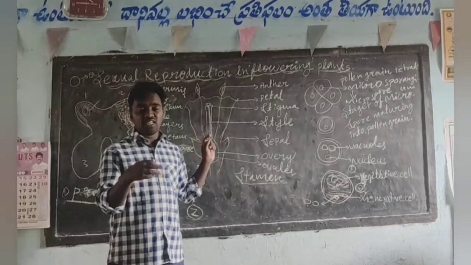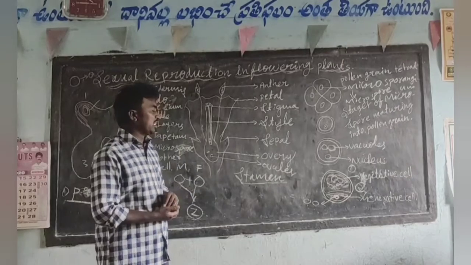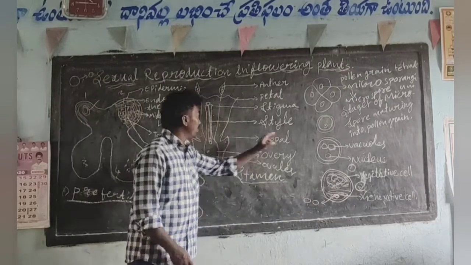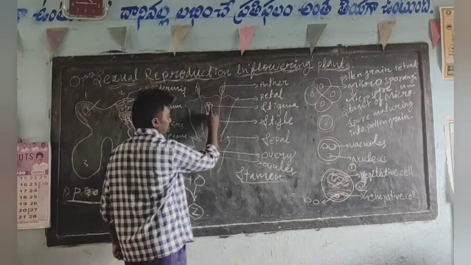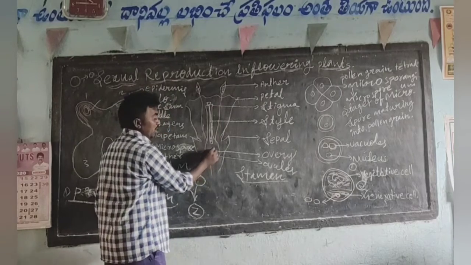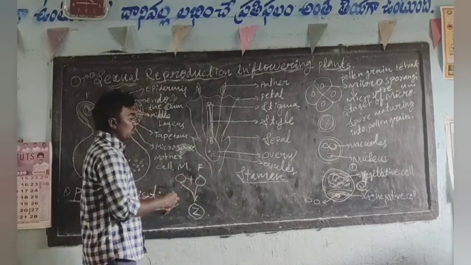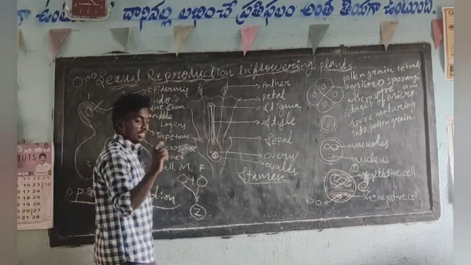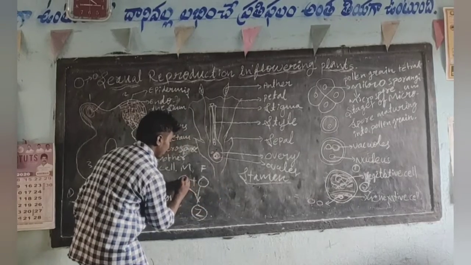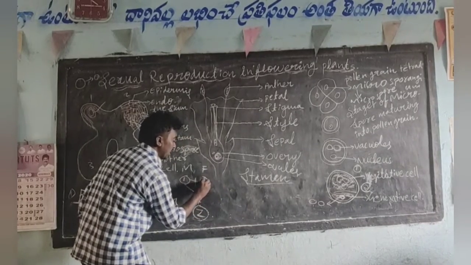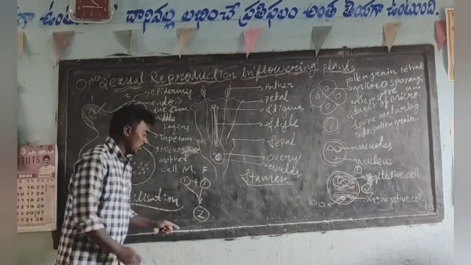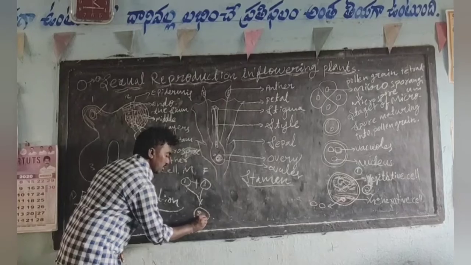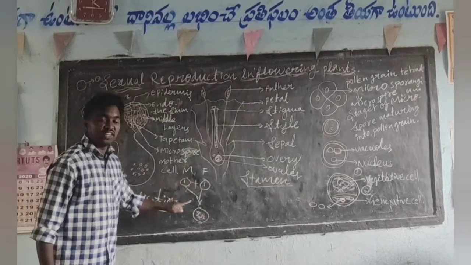Then fertilization. Fertilization we have already discussed. So fertilization means these male gametes, these are the male gametes, enter into the ovary, then the male gamete is fused with a female gamete to form a zygote. So one male gamete contains one nucleus and one female gamete contains one nucleus. So the zygote formed contains two nuclei. Okay. So this is the fertilization.